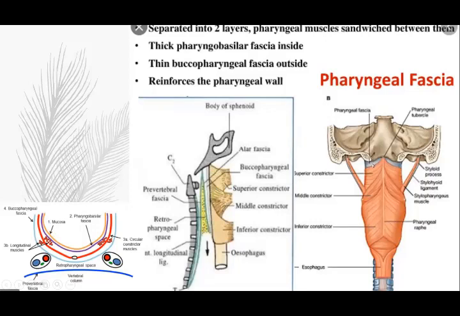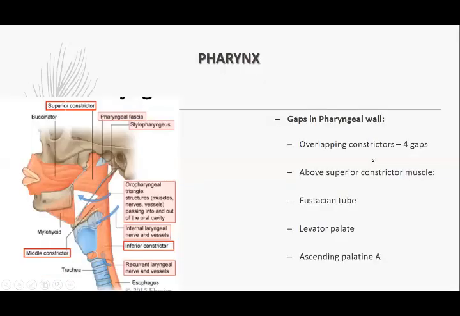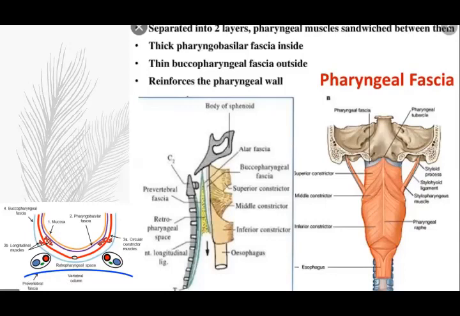मैंने आपको बताया था, upper border of the superior constrictor muscle of the pharynx and the basilar occiput. This is the pharyngobasilar fascia. And it is this fascia which is lying on the inside of the pharynx. Then on the outside, so ये pharynx है, inside of the pharynx, this is the pharyngobasilar fascia. Then comes this fascia.